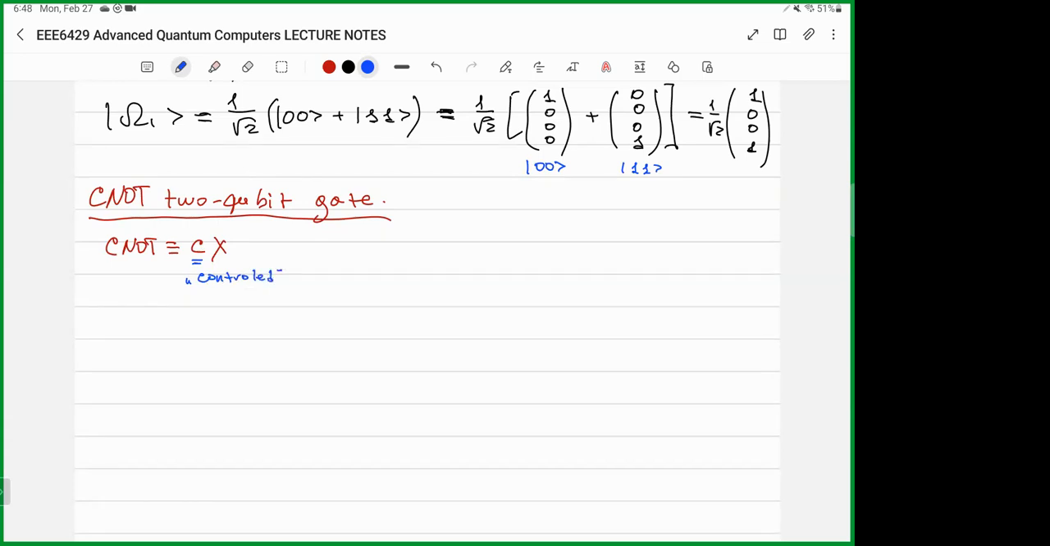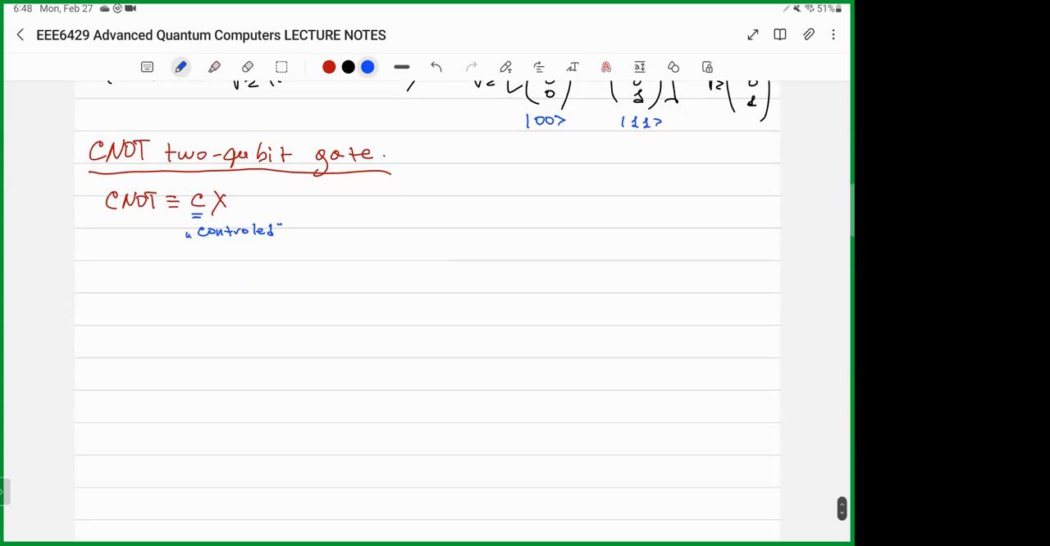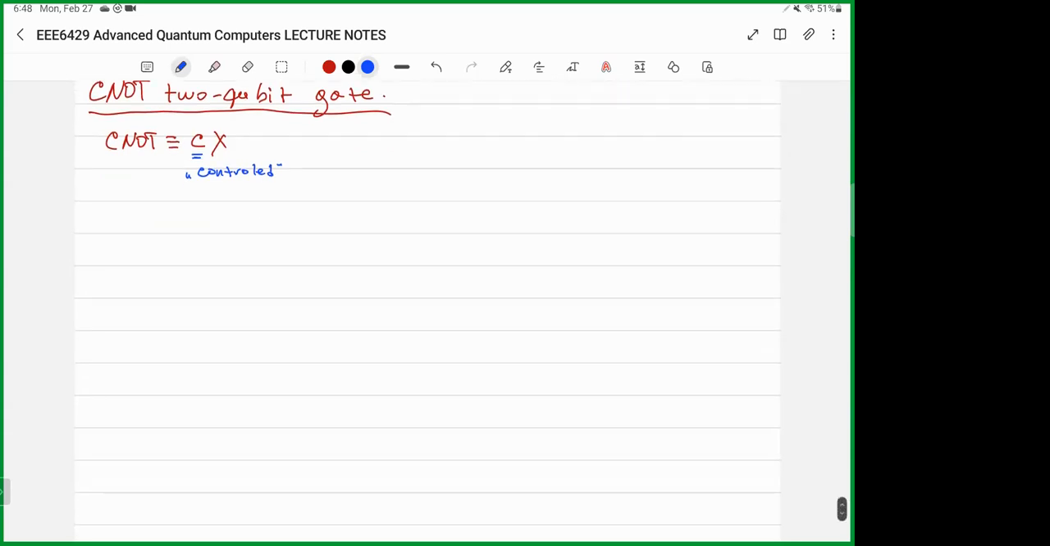So this is like the X gate, which is the bit flip gate, but controlled. Somehow we control how we flip the qubit using this gate. In the quantum logic, this CNOT gate is given by this graphical representation. We have two qubits, that's why I draw two lines, one for the first qubit and one for the second qubit, right?